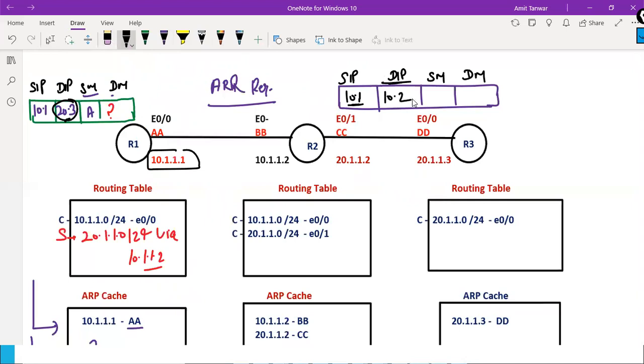What will be the source MAC? The source MAC is already there, that is A. And the destination MAC is FF. So this is all about your broadcast.